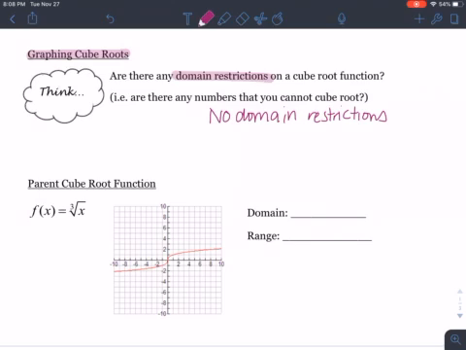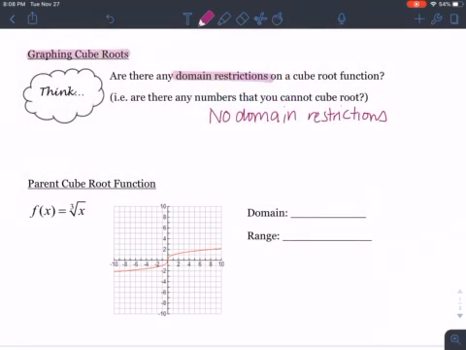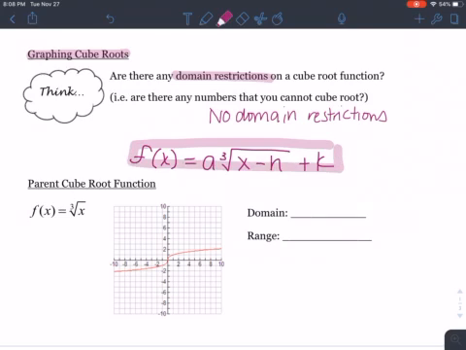Okay. So, the formula that we want to write down for a cube root, it is just like every single one of ours, f of x equals a. Now, instead of a square root, we're going to have a cube root of x minus h plus k. Yes, everything is going to be the same. It is just our cube root graph is going to look a little different. Our cube root graph looks like what we have here.